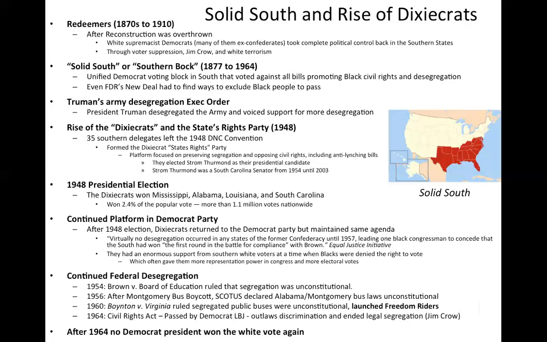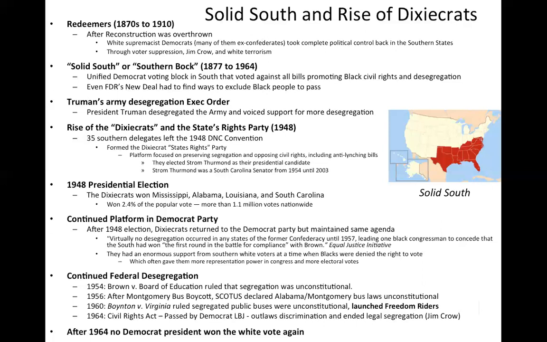So we start seeing more and more desegregation, particularly on the judicial level, like Brown versus Board in 1954, which outlaws segregation in schools and in general. Montgomery bus boycott.